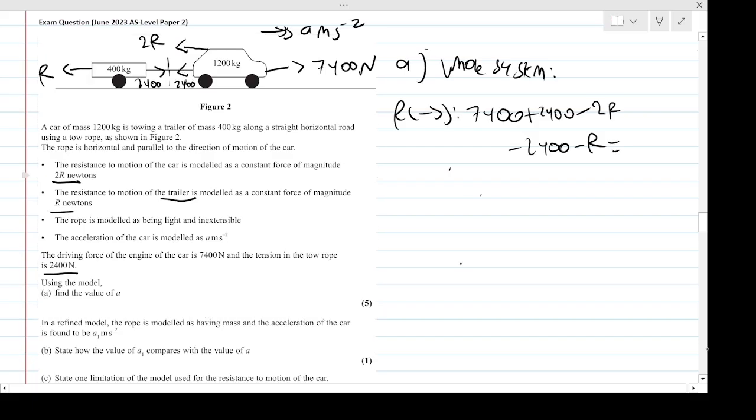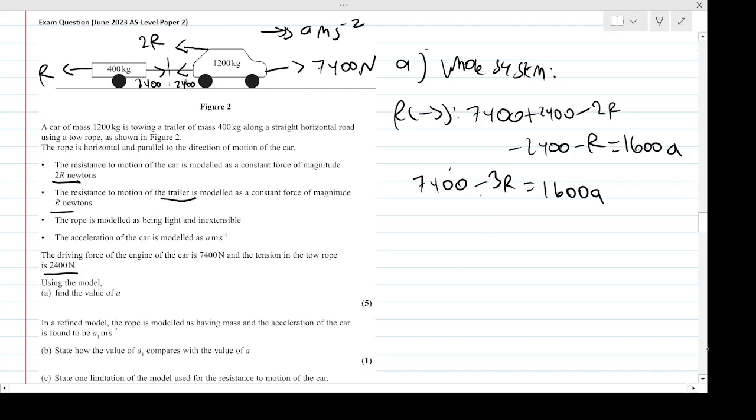So the total mass is, well, add the masses together: 1,200 add 400 is 1,600 times the acceleration A. So if I simplify this equation, I'm going to get 7,400 take away 3 lots of R equals 1,600A. Now the problem is I can't work out acceleration here because I need to work out what this R is as well.